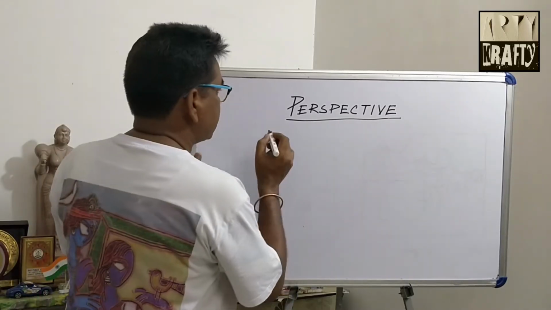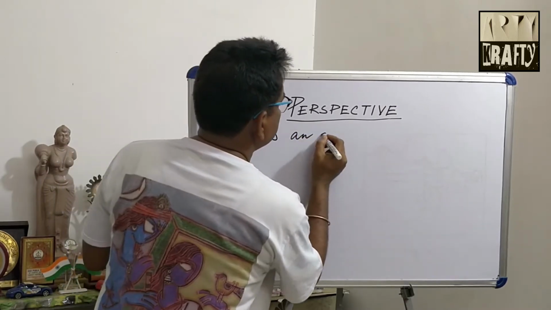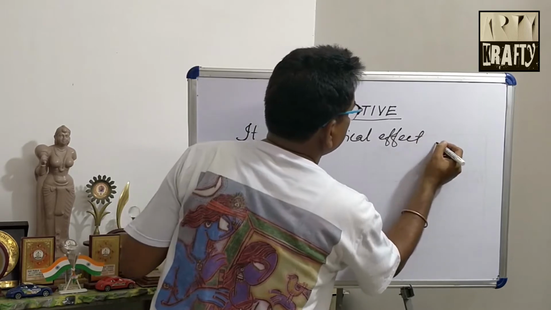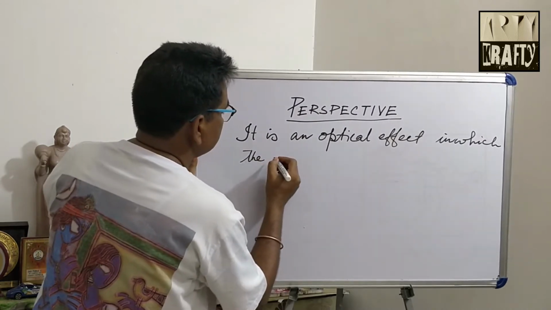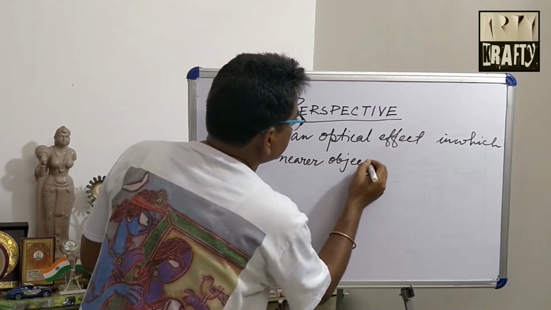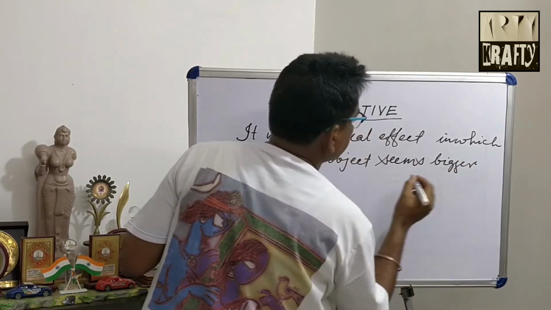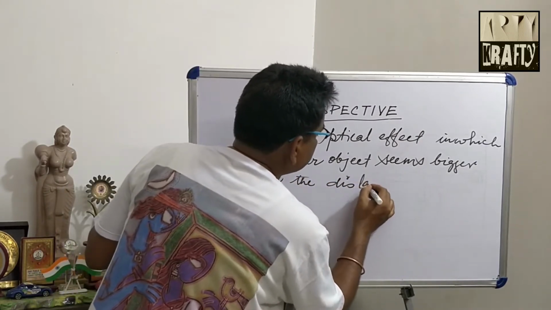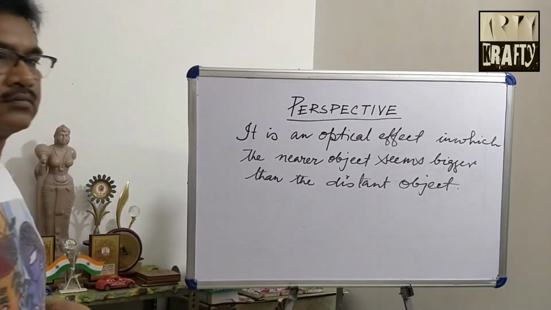So, perspective, it is an optical effect in which the nearer object seems bigger than the distant object. Clear?